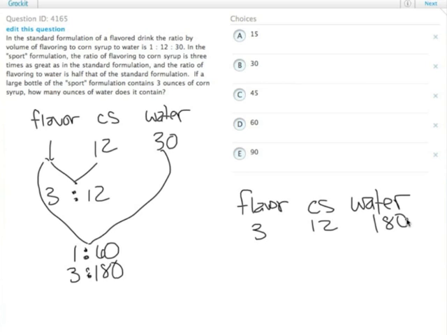The question then asks us about the relationship of corn syrup to water in 3 ounces of the formula. So we only really care about this part, that's 12 to 180. So for every 12 ounces of corn syrup there's 180 of water, but we need to figure out how many are in there with 3 ounces of corn syrup.